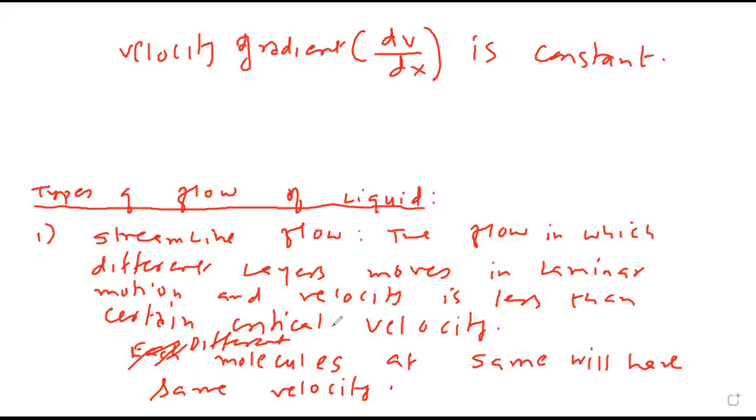Just write this so that I can be clear and explain with a diagram. At the same point, different molecules at the same point will have the same velocity.